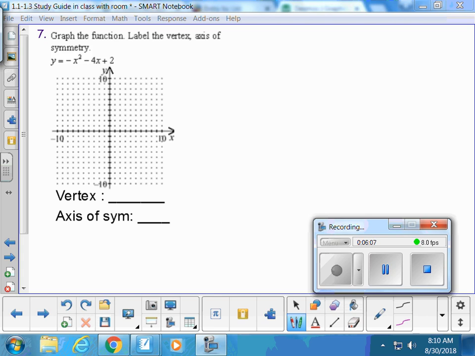All right, we're looking at number 7. I have the students put it in their calculator. I'm hearing ideas from them. They're telling me it's upside down. That's because of that negative out front. They told me it was like an average width. That's because that A value is just a negative 1.